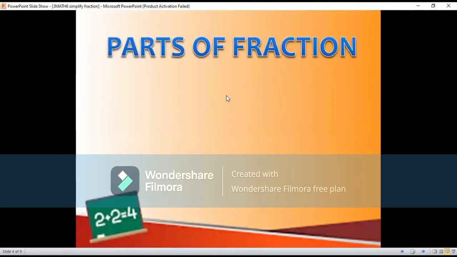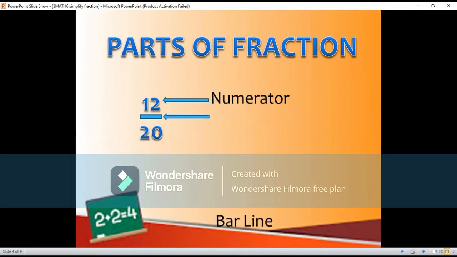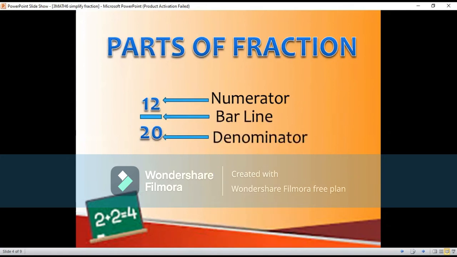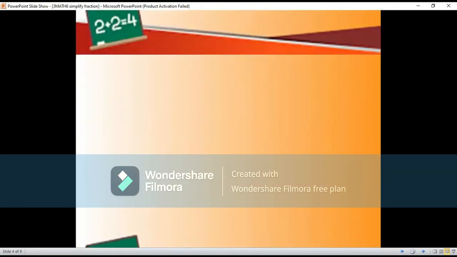So these are the parts of a fraction. This is our example of a fraction. The upper part of the fraction is what we call the numerator. And the line in between is what we call the bar line. The lower part is what we call the denominator. Okay? Get it, class? If yes, let's proceed.